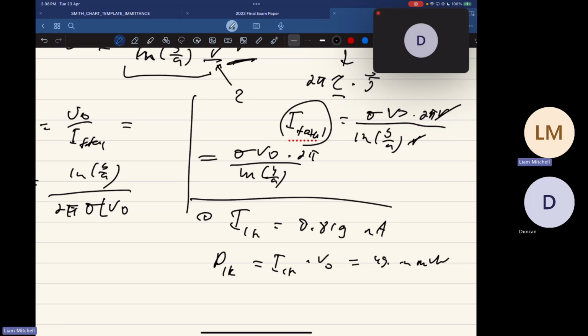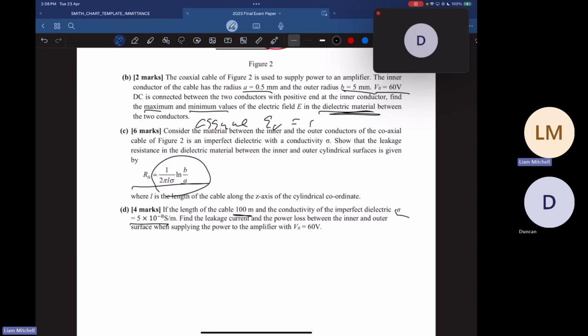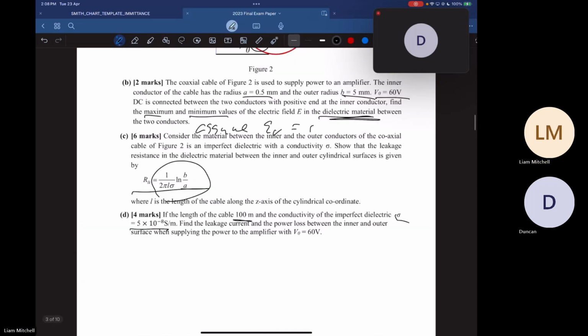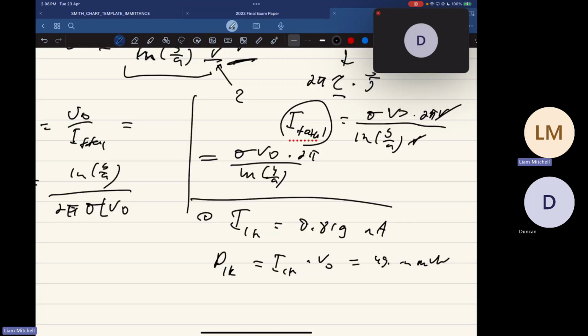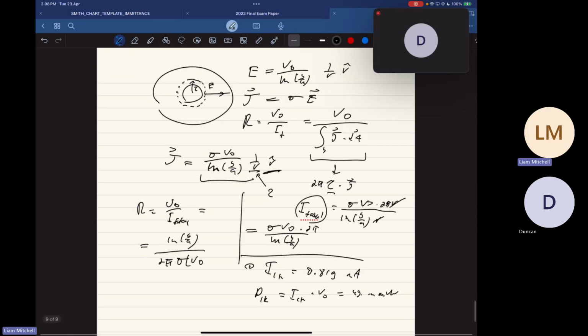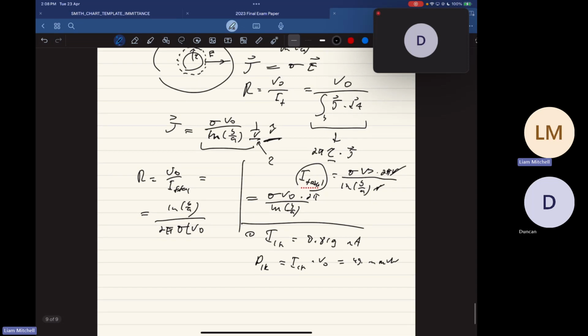Good. Any questions? And I think that's the end of this question. So to find resistance, there are two ways. You could first find the capacitance of the coaxial cable, and then use the relationship that RC is equal to epsilon naught over sigma or something. But in this case, it's easier to derive it from scratch, I think, than to find capacitance first. So that's it.